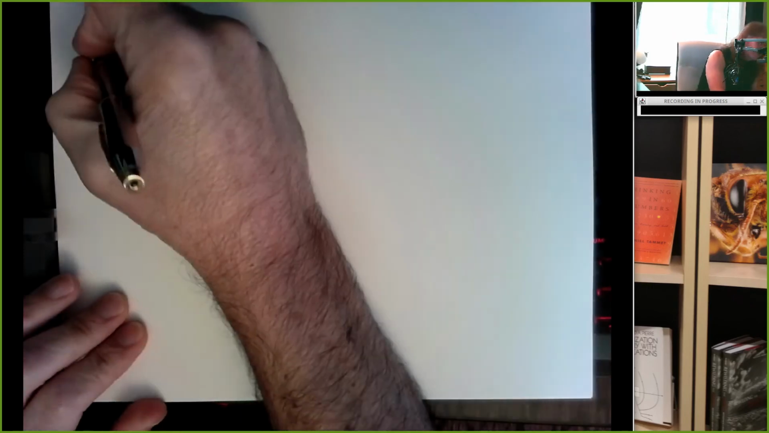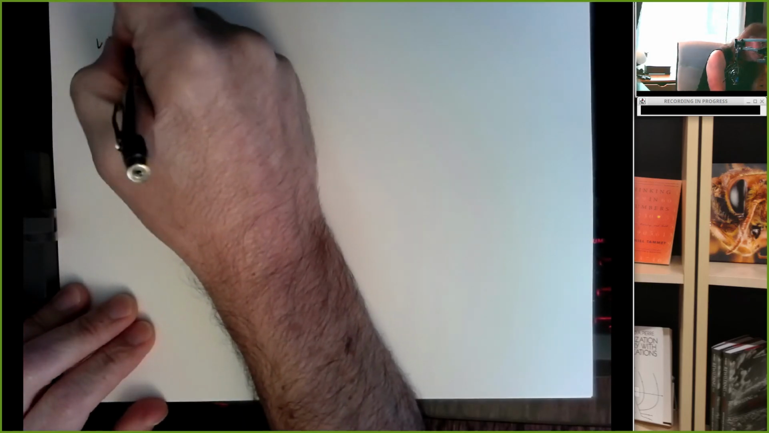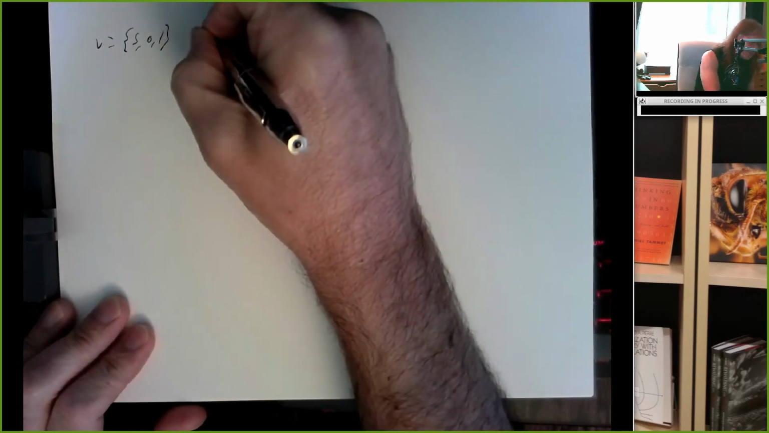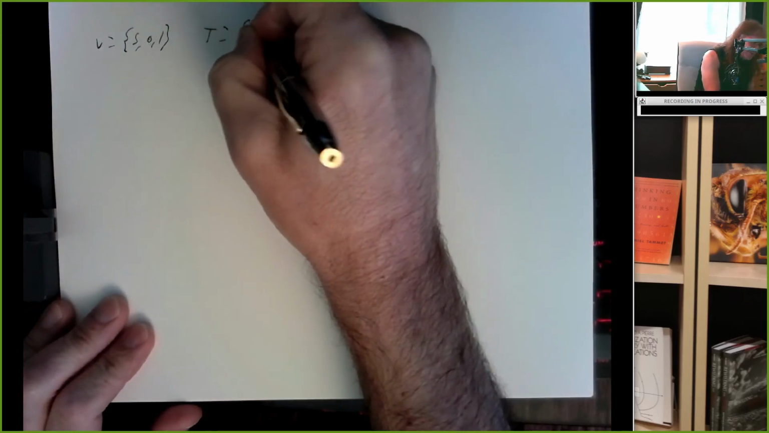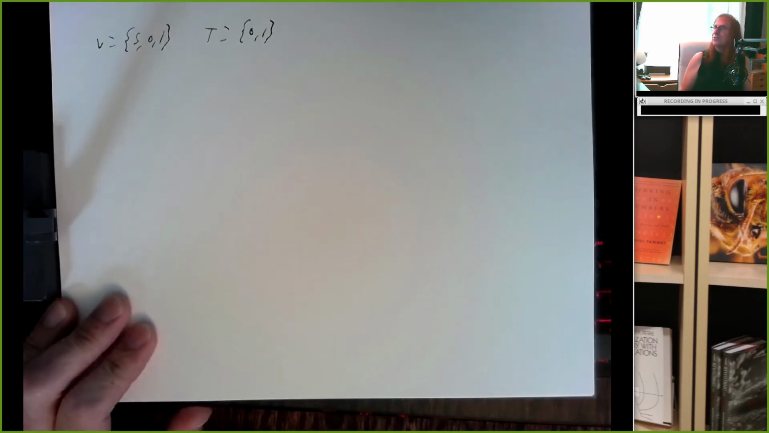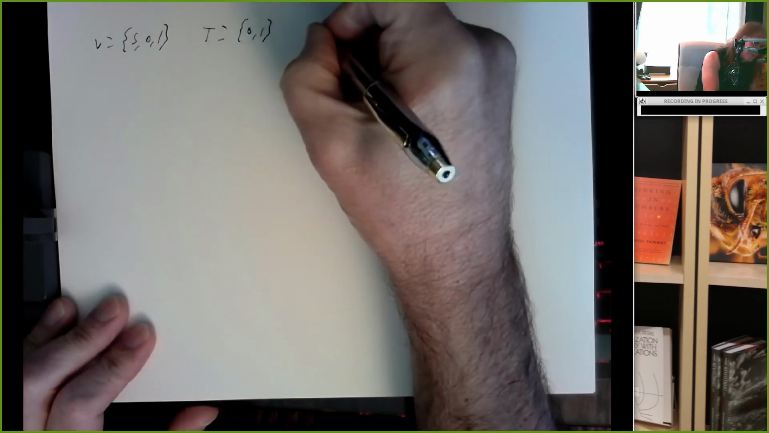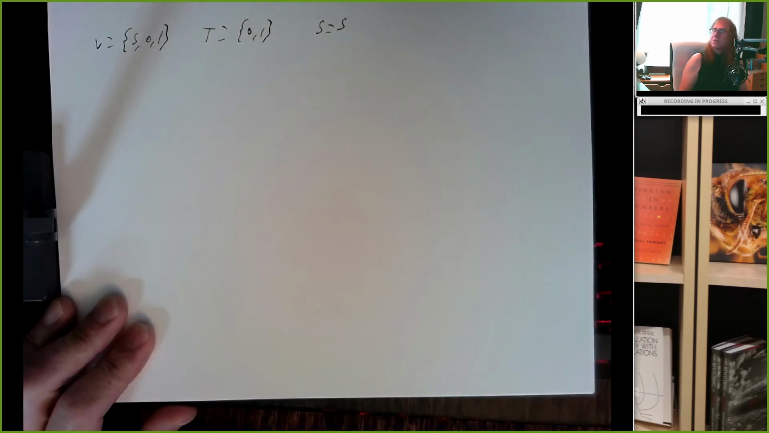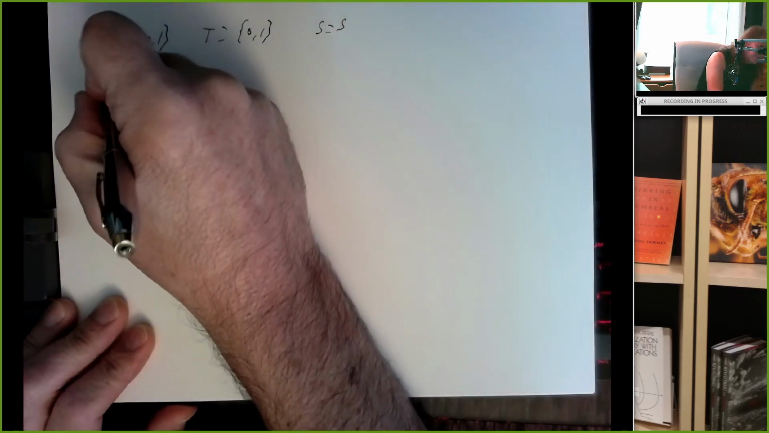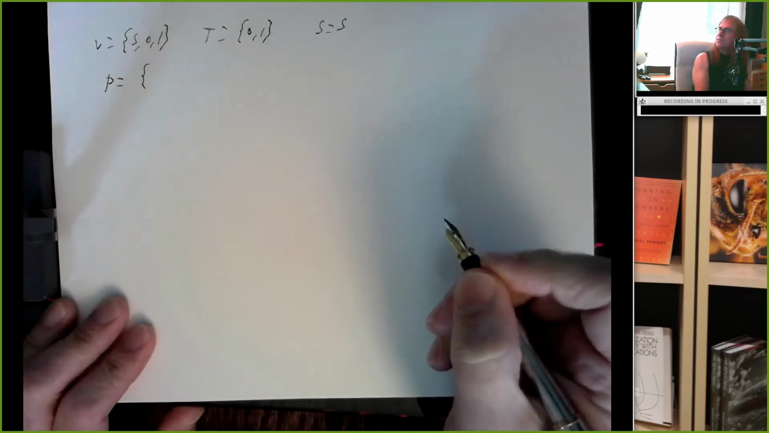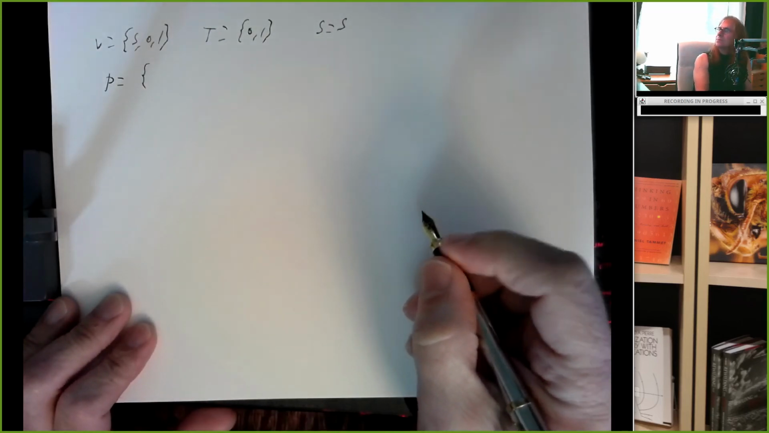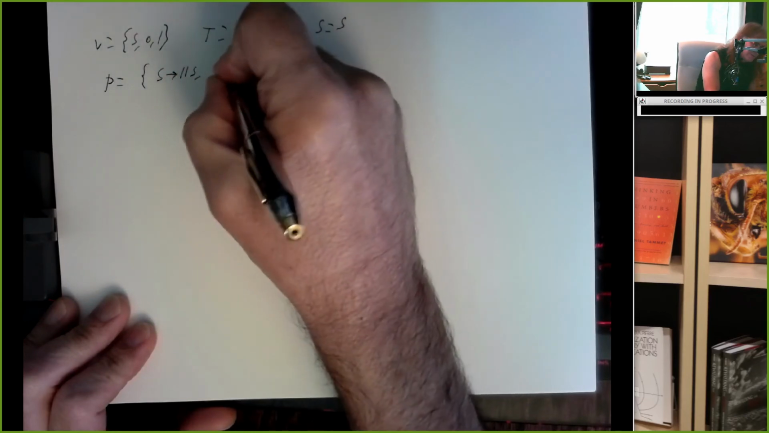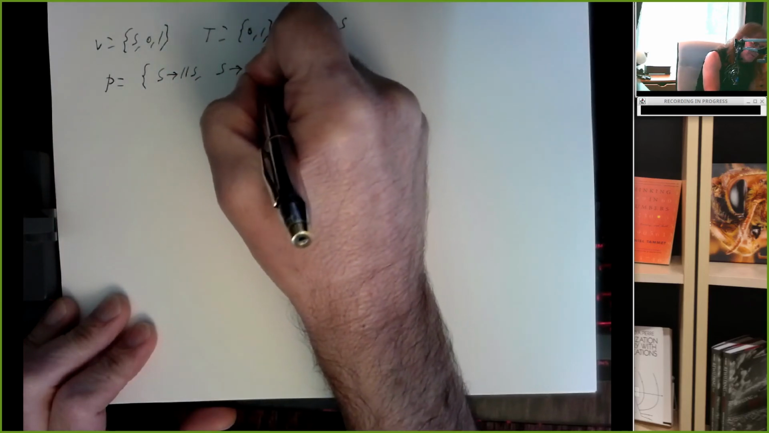All right, so let's do a vocabulary equals a start symbol, a 0, and a 1. Our terminal symbols are just 0, 1. So we're going to be making binary strings. Our start symbol is just S. And our production rules are the following. S goes to 11S, or S goes to 0.